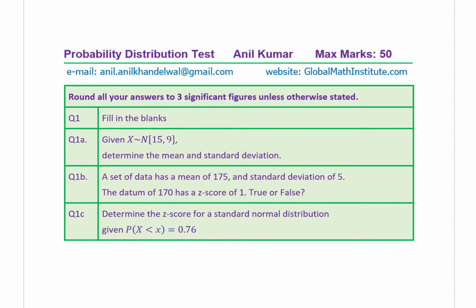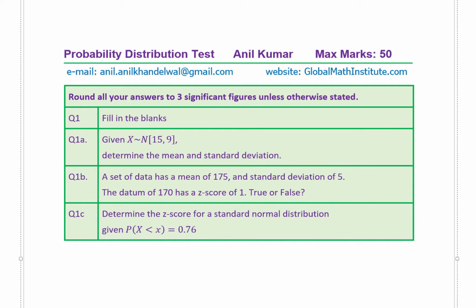Here is a test paper on probability distribution. You can use a graphing calculator or even an Excel sheet to evaluate some solutions. There are 8 questions here. We'll discuss the questions first. After that, you can pause the video, answer the questions, and then look into my suggestions.